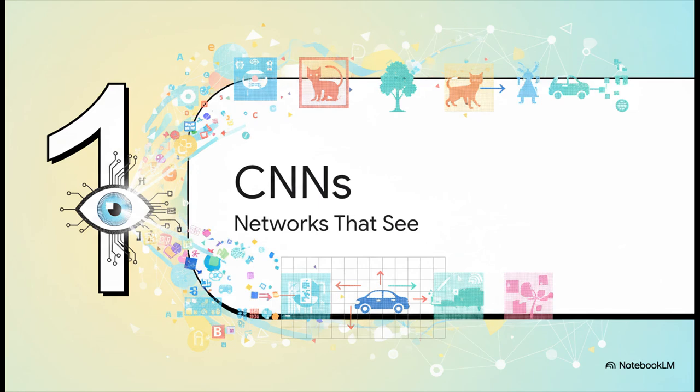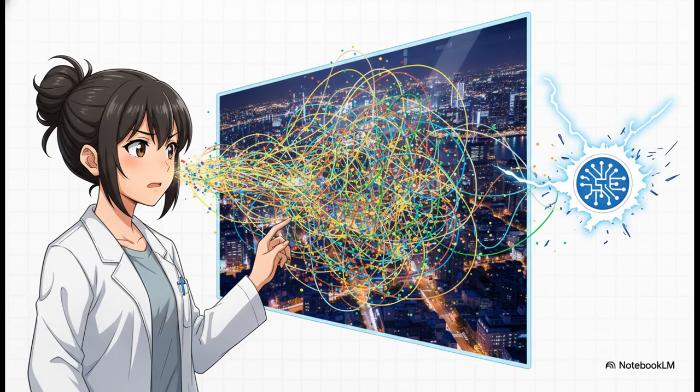All right, so let's jump into the first hero of our story, the convolutional neural network, or CNN for short. This is the architecture that, for all intents and purposes, gave computers vision. Before CNNs came along, trying to get a regular neural network to understand a picture was a total nightmare. A standard network tries to connect every single input to every single output. For a modern high-res image, we're talking billions, maybe even trillions of connections. It's just wildly inefficient. And even worse, it has zero built-in sense of space. It just sees a giant, flat, meaningless list of numbers.